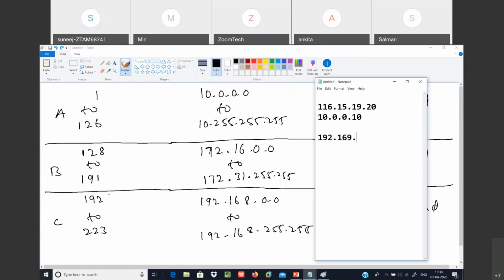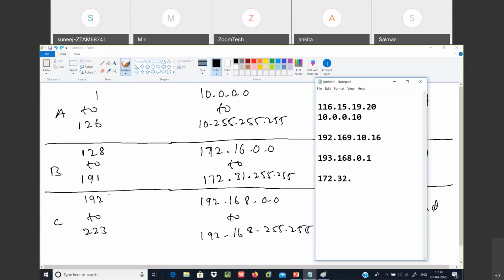192.169.10.16. Public IP or private IP? See, IP with 192.168 is only private IP, but my question here is 192.169. Public IP, right? Now, what about 193.168.0.1? Is it private IP or public IP? Public IP. Perfect.